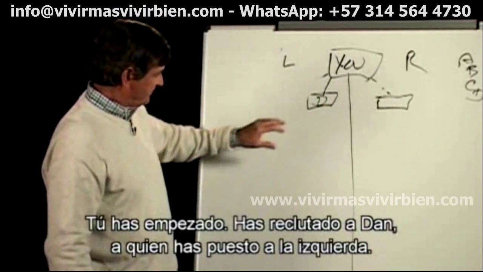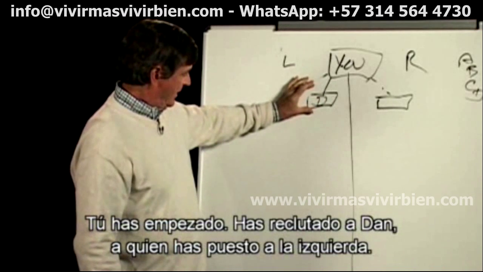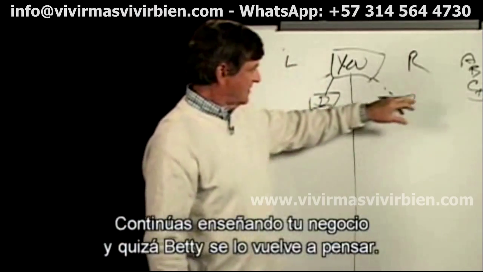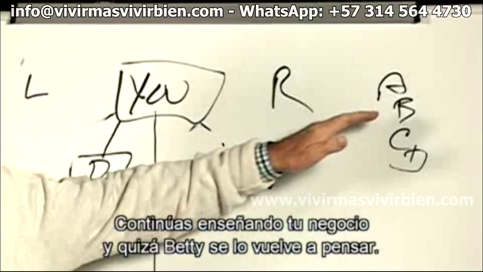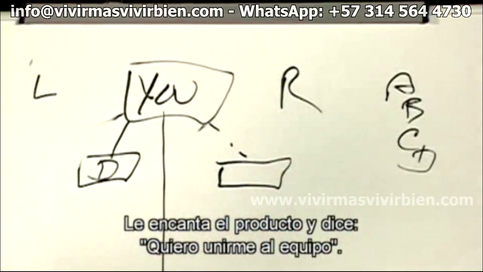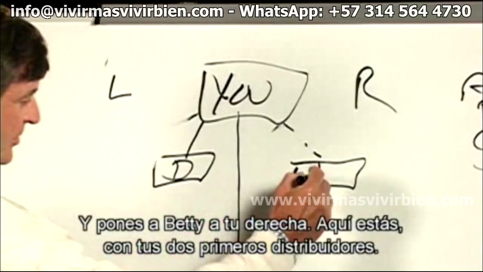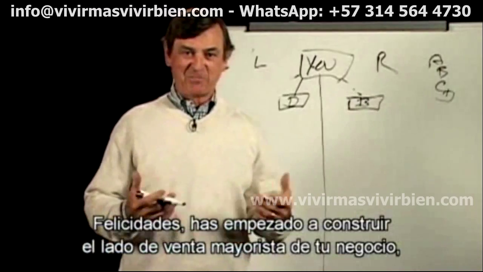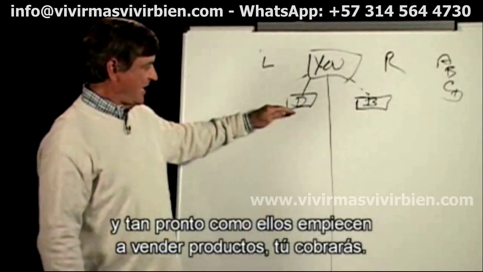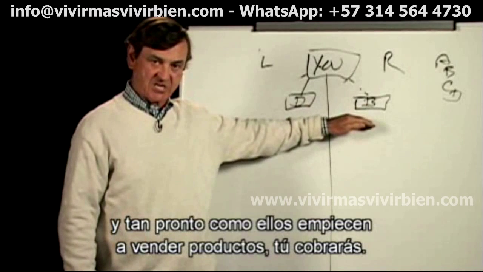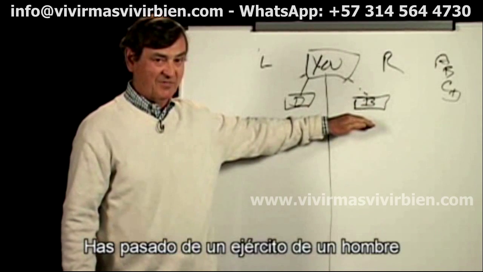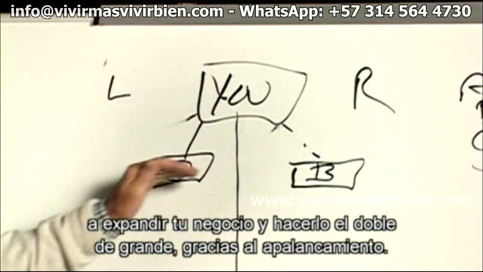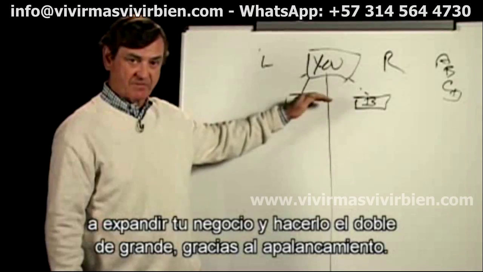So you've gotten started, and you recruited Dan over here, who you decided to put on the left side. And you're continuing to show the business, and maybe Betty rethinks it, loves the product, says, you know what, I really want to join the team. So you might put Betty on your right side. So there you are with your first two distributors. Congratulations, you started building the wholesale side of the business. Because as they start to market and sell products, you get paid. All of a sudden, you've gone from a one-man army to where you've expanded your business to where it's twice as big through the leverage of other folks.